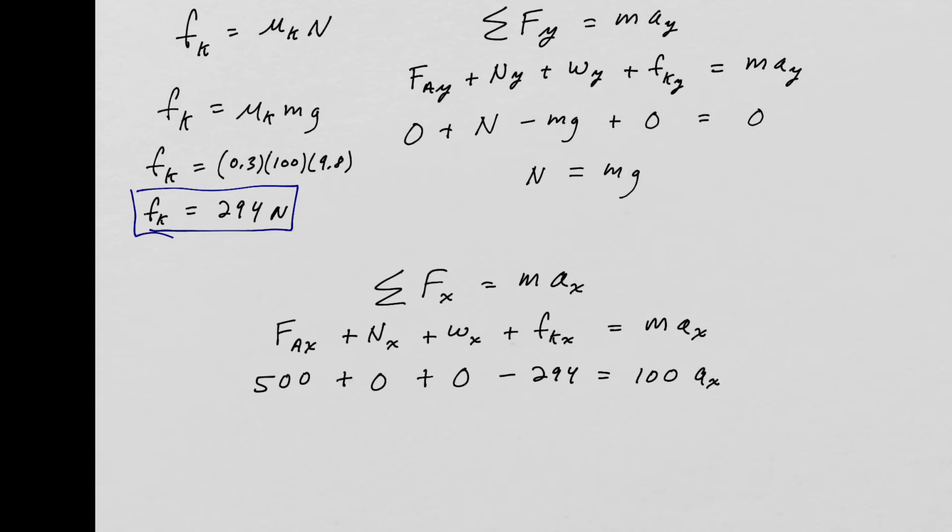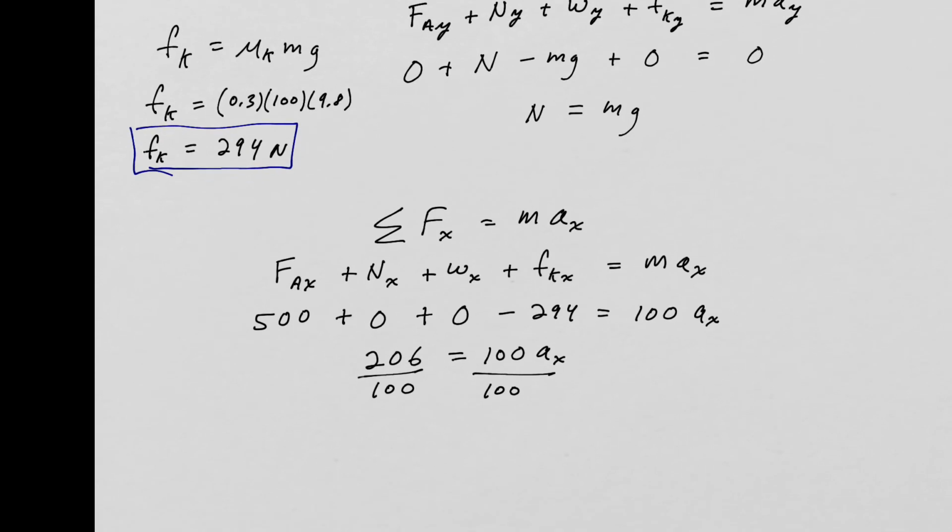So 500 minus 294 is 206. That's equal to 100 Ax. And now I can just solve for Ax, divide by 100. So it looks like the acceleration in the x direction is going to be 2.06 meters per second squared.